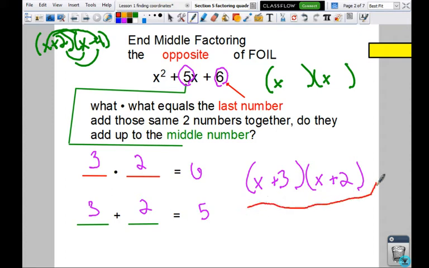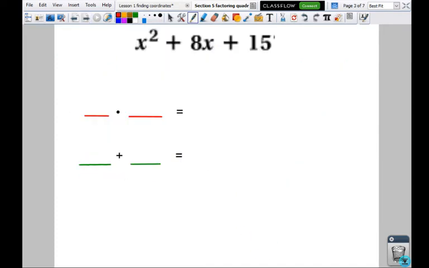So I don't remember the official name for this. I call it in the middle factoring because I want to know what times what is the number on the end and adds up to the number in the middle. That's why I call it in the middle. And so it's the same process for everything today. So we're just going to practice some of these.